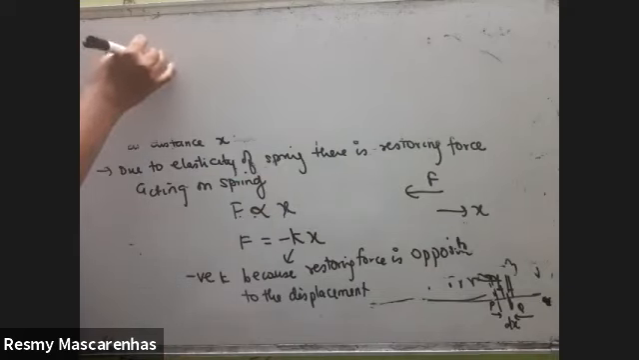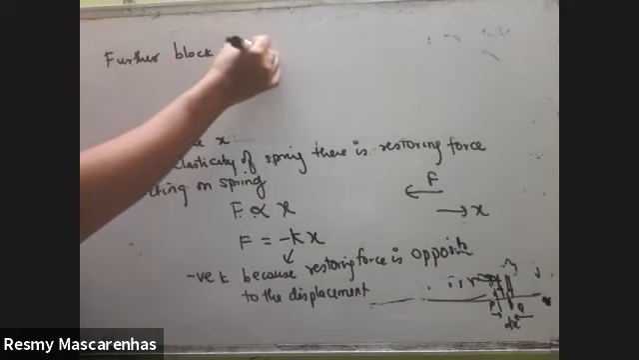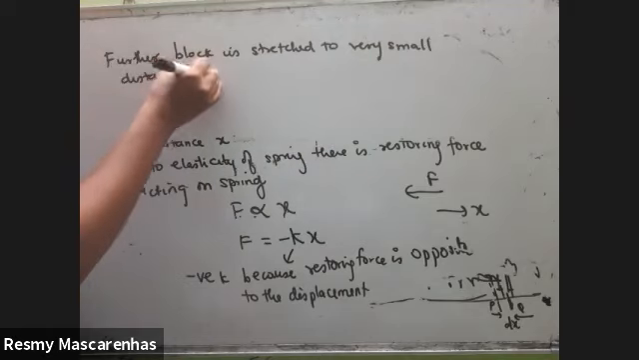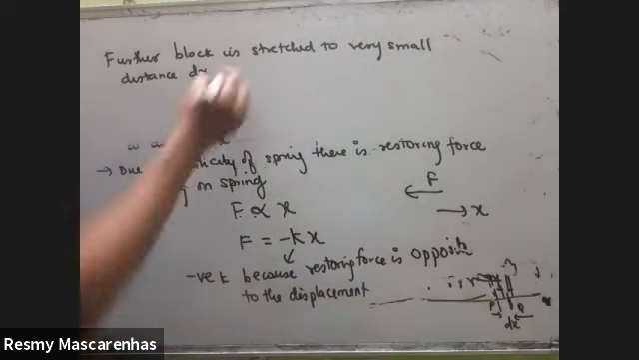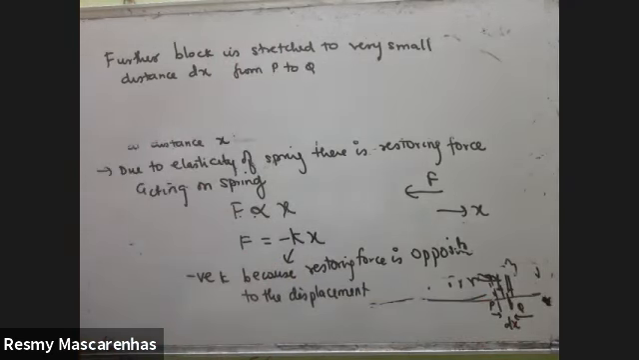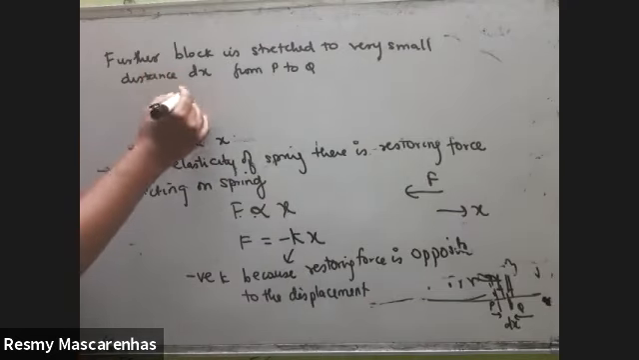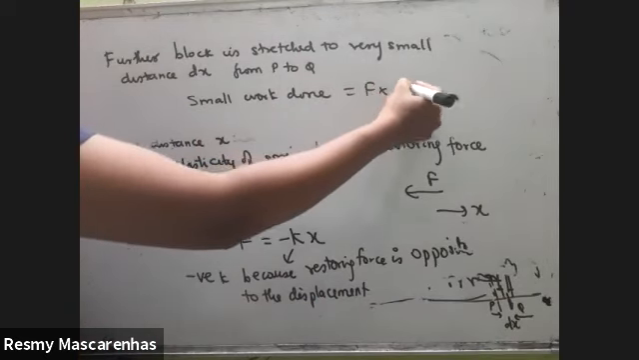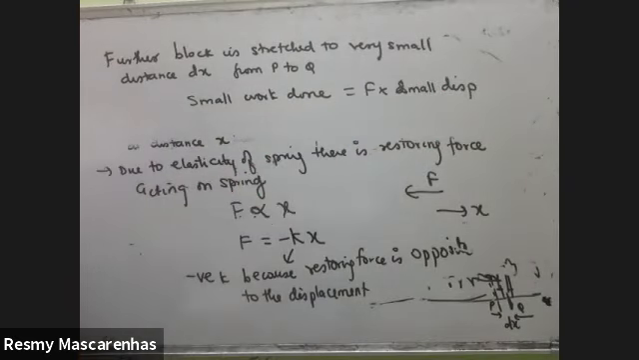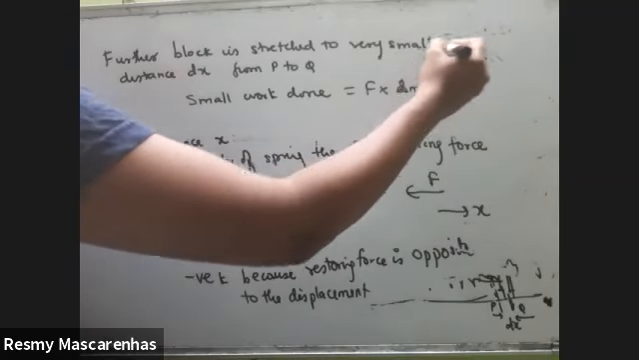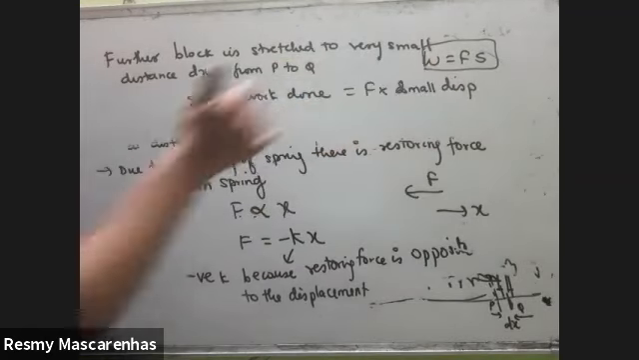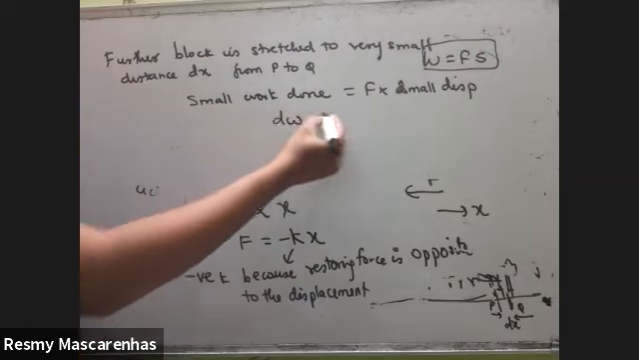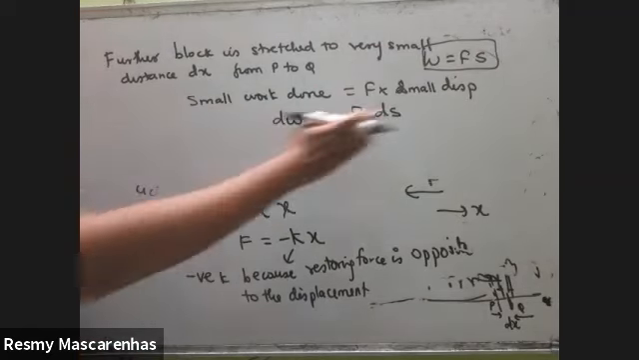Further, now what you are doing? Further the block is stretched to a very small distance dx, okay, from P to Q. So for a small distance, if you are stretching, definitely there will be small work done. Force into small displacement. How am I getting this? You know that work is force into displacement. So small displacement will create small work. Small work done means dW, and this is dx.